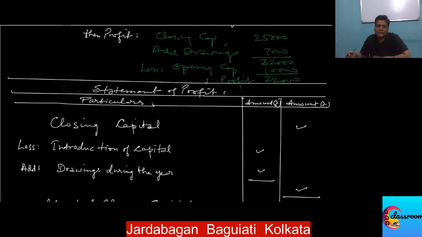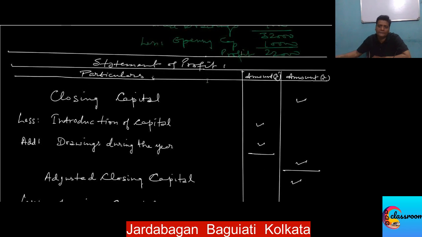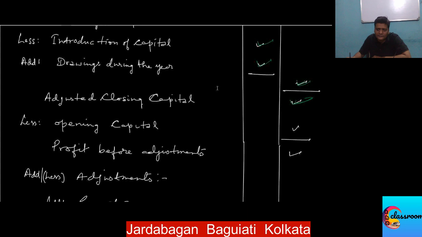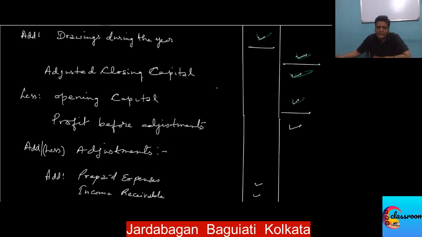So this is how our statement of profit looks like. Closing capital, less introduction of capital, add drawings, we get this as adjusted closing capital. Thereafter, from this, if we deduct opening capital, we will get profit. Now, a point worth noting is the profit that we have got.